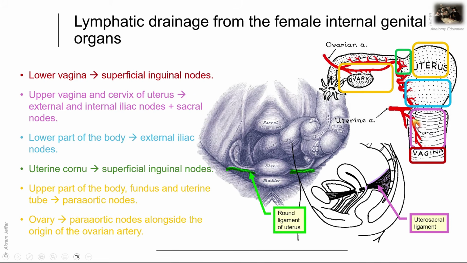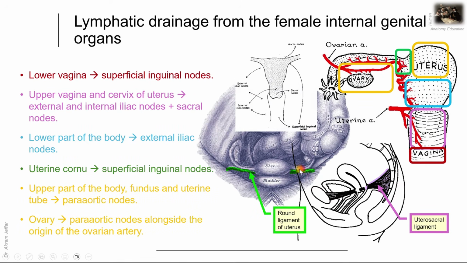And then the upper part of the vagina and the cervix of the uterus drain to internal iliac lymph nodes, as well as to sacral lymph nodes, because some of them drain through the uterosacral ligaments back to the sacrum. The lower part of the body of the uterus drains to external iliac lymph nodes, and then the region of the cornu, where the uterine tube joins the body of the uterus, there are lymphatics that go along the round ligament of the uterus through the inguinal canal and reach the superficial inguinal lymph nodes.